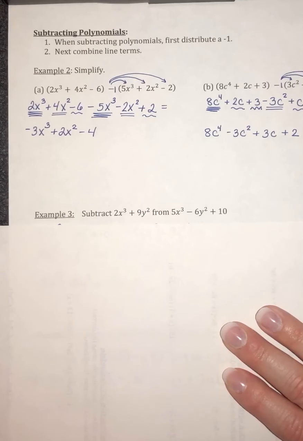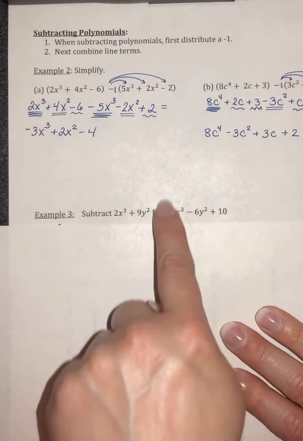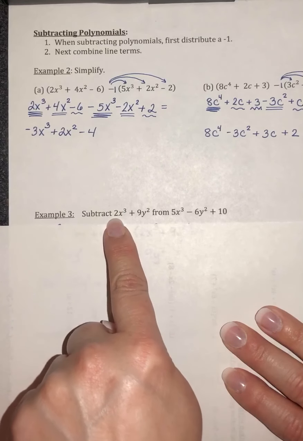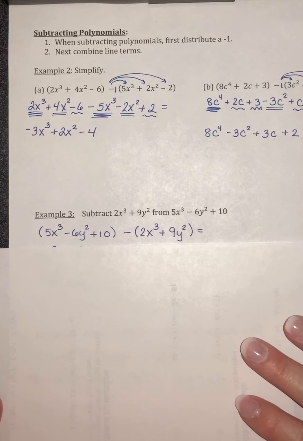Let's think of an example. If I subtract 10 years from my age, do I say 10 minus 43? Or do I say my age 43 and subtract 10? It's the latter example. So this is the same idea. So I have to take my 5x cubed minus 6y squared plus 10, write that first, and then write 2x cubed plus 9y squared second. So that's the first thing I did.